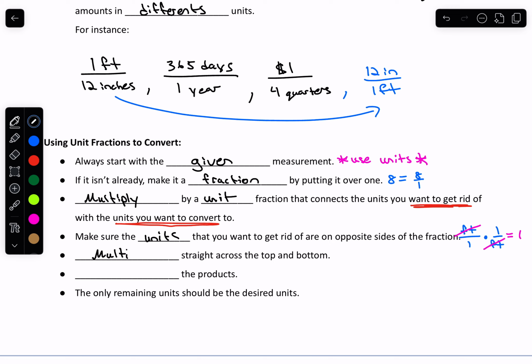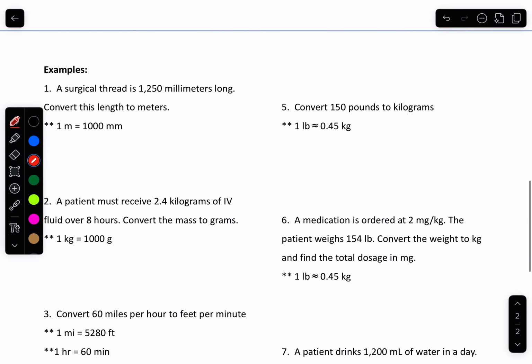Then once we have all our unit fractions set up, we are just going to multiply straight across the top and across the bottom. So all the numerators multiply, all the denominators multiply, and then we will divide whatever is left over because we'll just have one number over one number. The only remaining units should be your desired units. All of the other units in the problem should have canceled out so that we're left with just the units we want. Now let's do some examples so we can see what all this means.